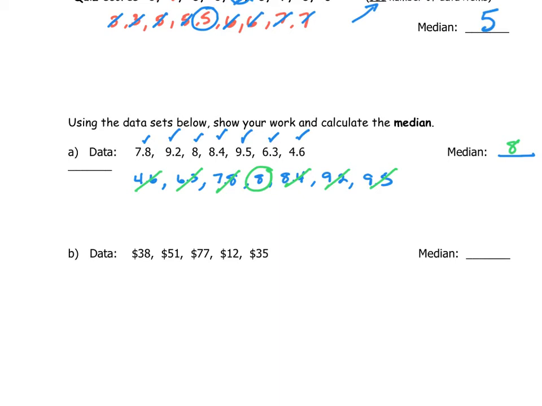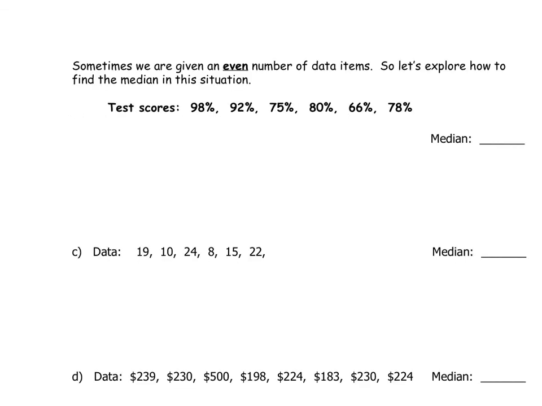So we will save B for our quiz. I'd like you to complete that one on your own. So now let's look forward and see what we do when we have an even set of data. Let's turn to the next page. As mentioned, sometimes we're given an even number of data items. So let's explore how to find the median in this situation.